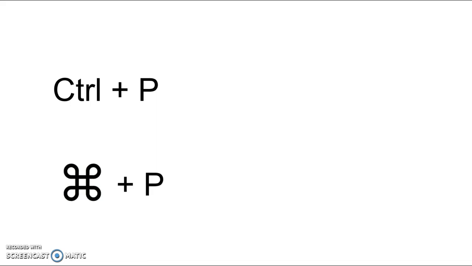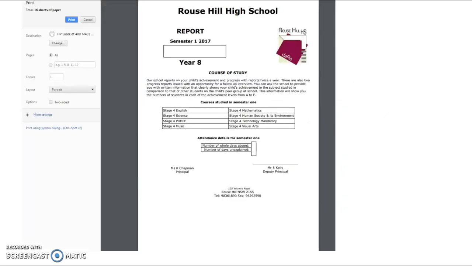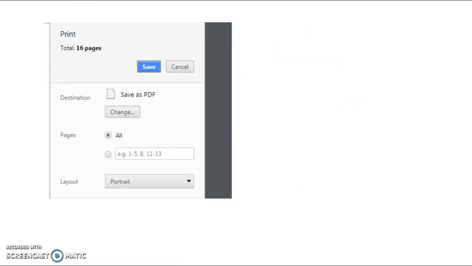You can use your keyboard shortcuts to print by selecting Control P on your keyboard or Command P on an Apple product. I am using a Google Chrome browser, and by selecting the icon in the right hand corner, I can print this document too. Print to your selected printer or change your printer destination to save as a PDF.